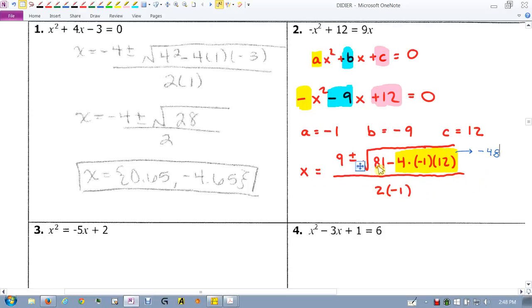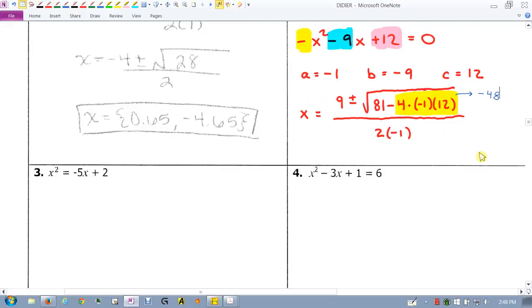So what you have here is 81 take away negative. What does taking away a negative really mean? Adding. Right? Double negative becomes a plus. So I'm going to say that this is equal to 9 plus or minus the square root of 81 plus 48, all over, I'll just multiply the bottom, negative 2. Is that all right? What is 81 plus 48? 129. All right, so 9 plus or minus the square root of 129 all over negative 2.